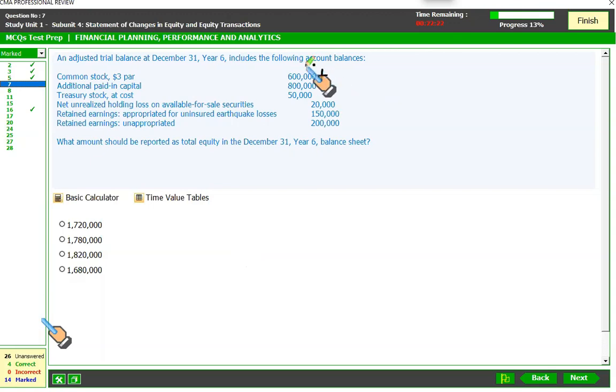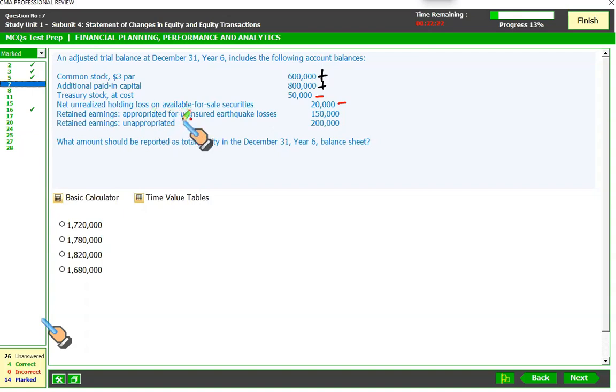Additional paid in capital, also called the share premium, is equity. Treasury stock, we know how we report it. We report it as a reduction in the equity account. It's a negative item. And then it says net unrealized holding loss on available for sale securities. I hope you remember other comprehensive income has 4 components, which we discussed in detail in our previous class. So net unrealized holding loss, since it is a loss in other comprehensive income, will be reported as negative.